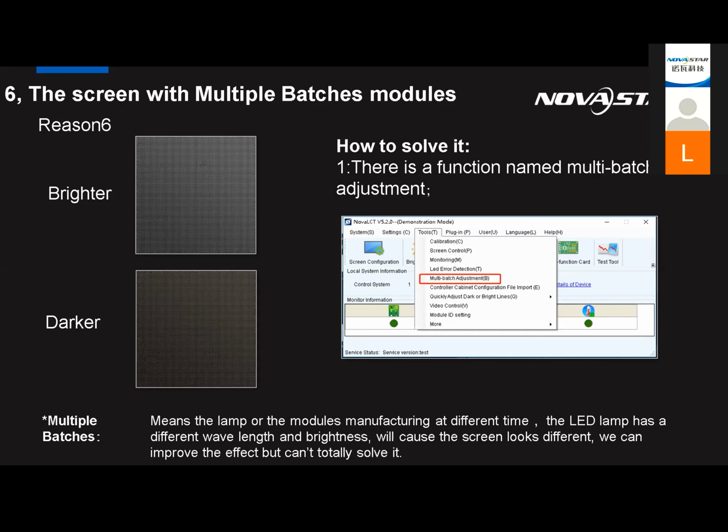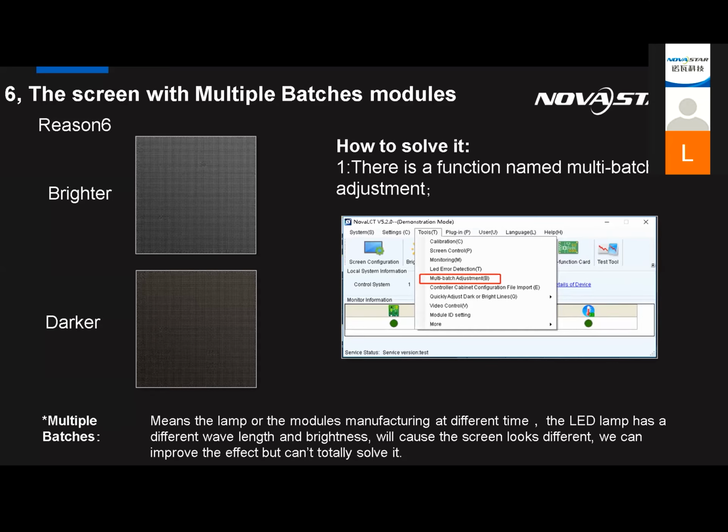So if you have different batches, what you can do is try this tool first to see how much it works. And this method, how to use it, there is a user manual in Nova LCT software. In here, help. If you click help, a user manual will pop up. You can check how to use this function. It's very straightforward. You open multi-batch adjustment and try to each module, choose a specific module and adjust its red, green, and blue color. Turn it down or turn it up. Adjust each color and try to match others.